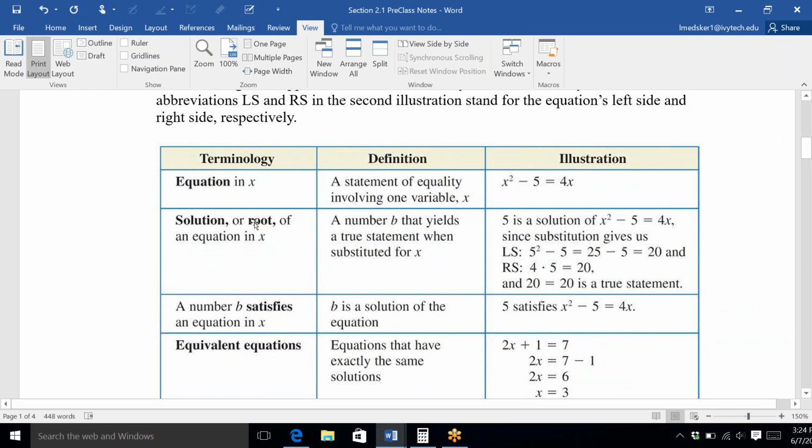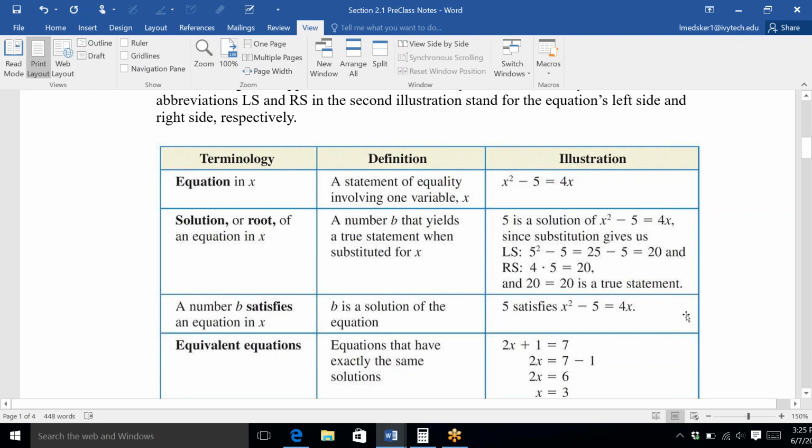A solution or a root, that is another name for solution, is a number that makes a true statement. So if you plug in 5 to the equation we just saw in the illustration above, you notice that you get 20 on both sides. 5 squared is 25, minus 5 is 20, and then 4 times 5 is also 20. So if the two sides match, that is a solution. A number b satisfies an equation if it's a solution.